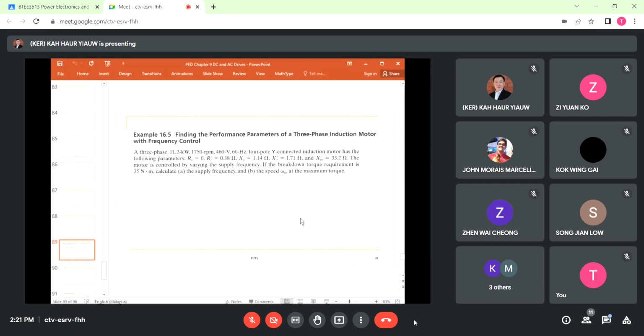Example 16.5. Finding the performance parameters of a three-phase induction motor with frequency control. A three-phase 11.2 kW, 1750 RPM, 460 volt, 60 Hz, 4-pole Y-connected induction motor has the following parameters as shown here. The motor is controlled by varying the supply frequency. If the breakdown torque requirement is 35 Nm, calculate the supply frequency and the speed omega m at the maximum torque.